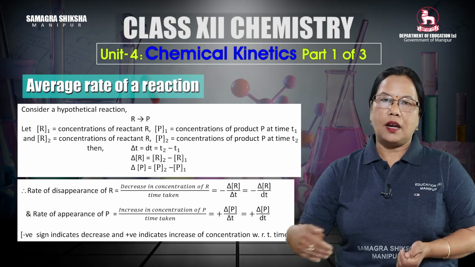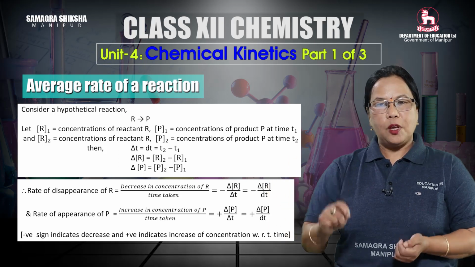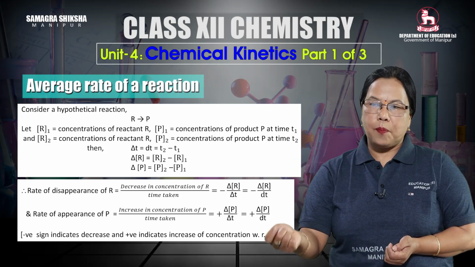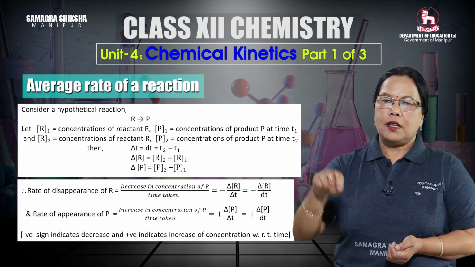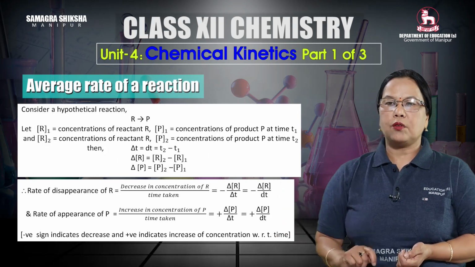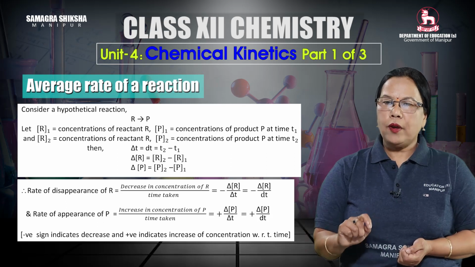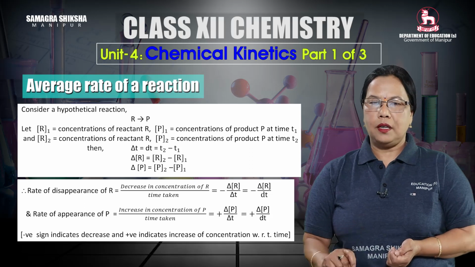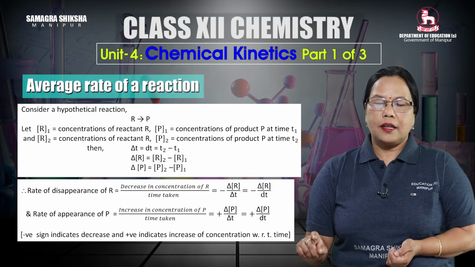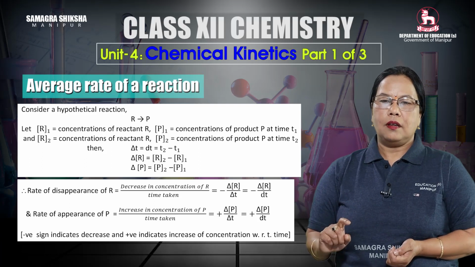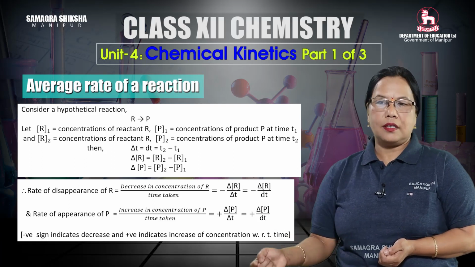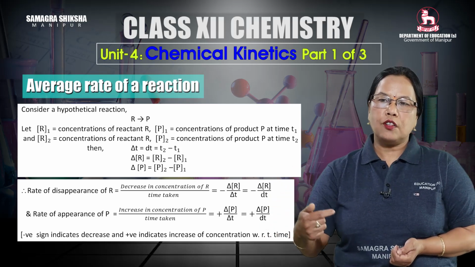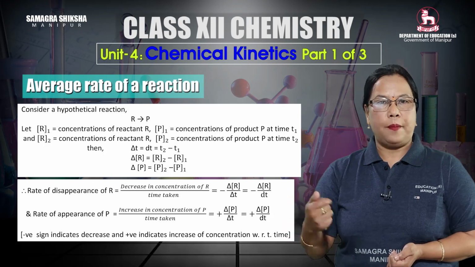The concentration of the product increases, so the product appears. This is the rate, the sense of concentration of the product P with respect to the sense of time. The expression has a negative or positive sign, which is only a sign convention. The negative sign indicates that it decreases in the concentration level and the positive sign indicates increase in concentration of the product with respect to time.